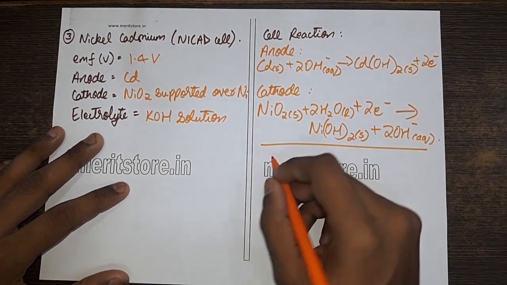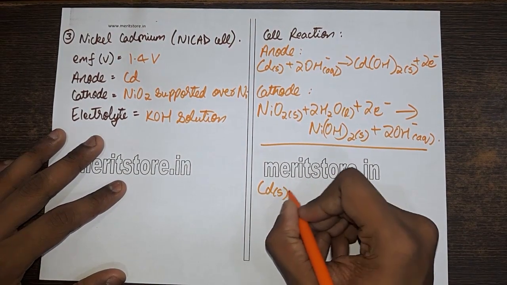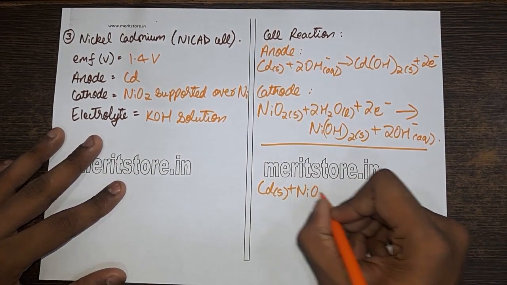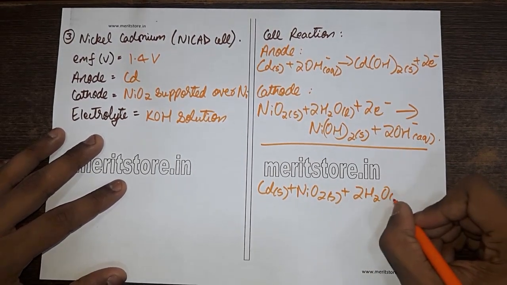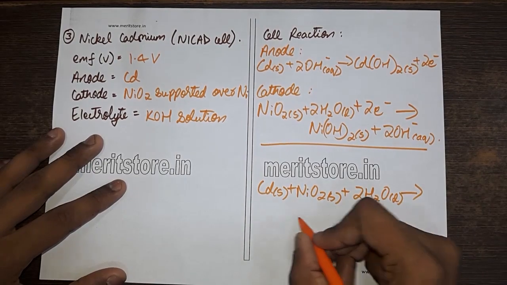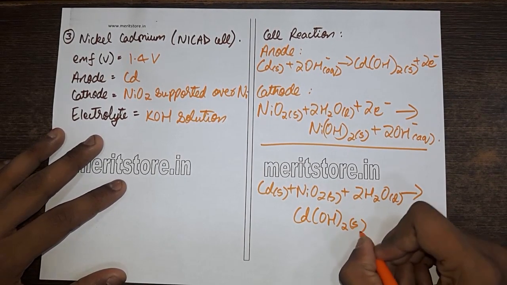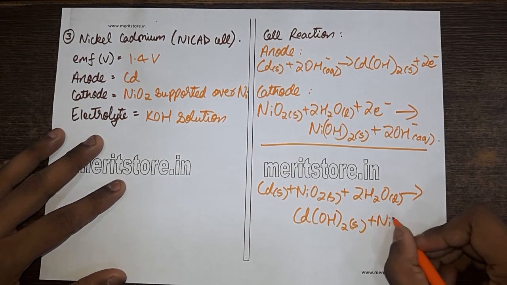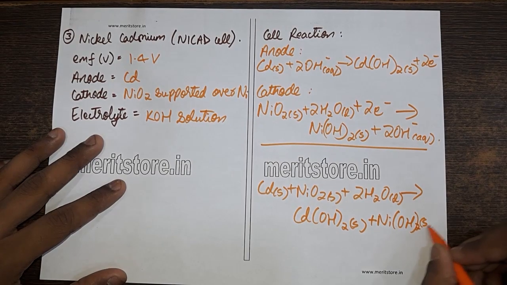The overall reaction can be written by cadmium in the solid state plus NiO2 in the solid state plus 2H2O in the liquid state, giving us Cd(OH)2 in the solid state plus Ni(OH)2 in the solid state.